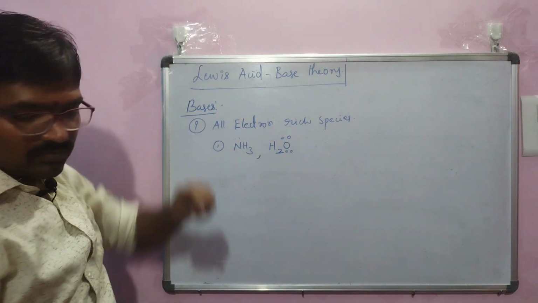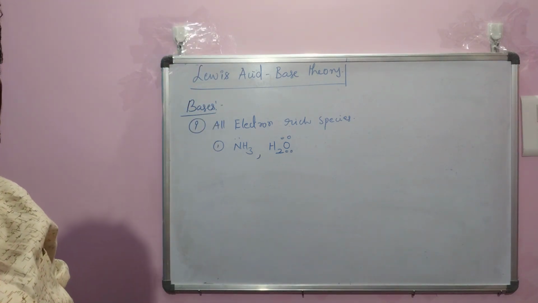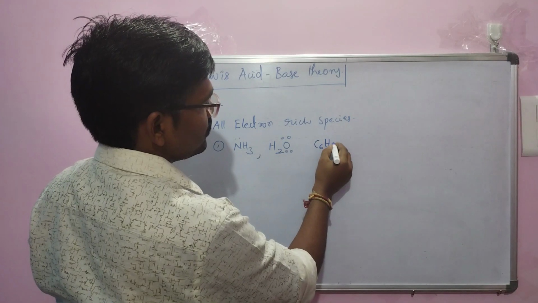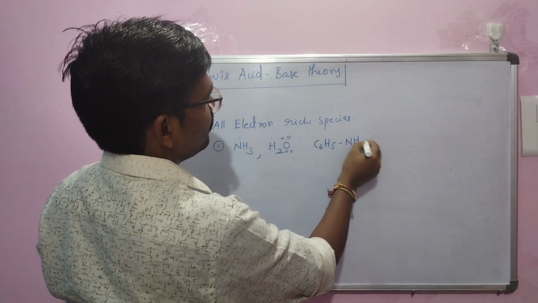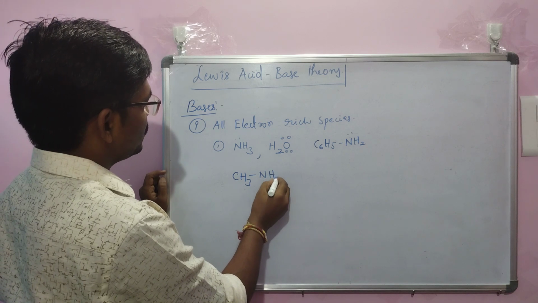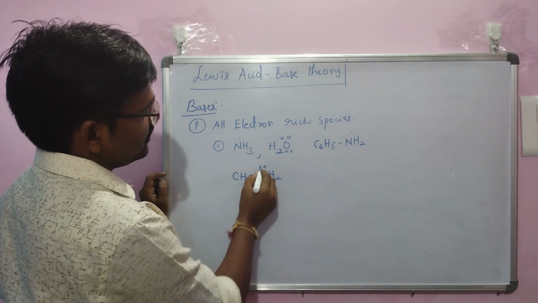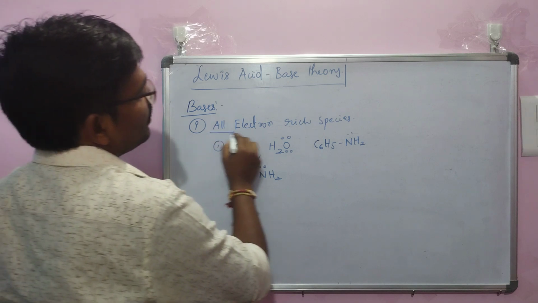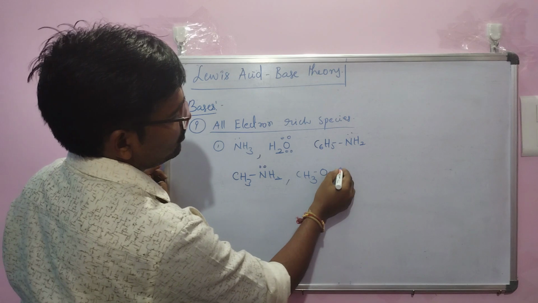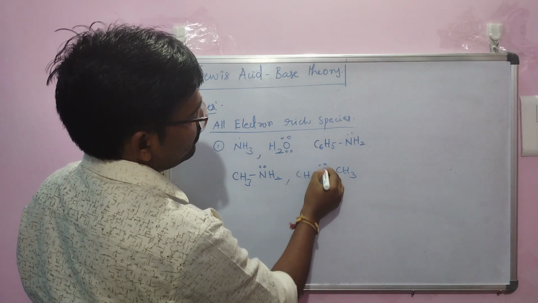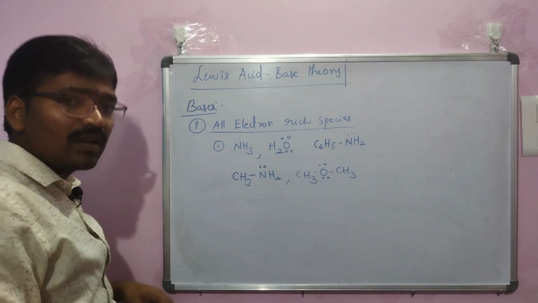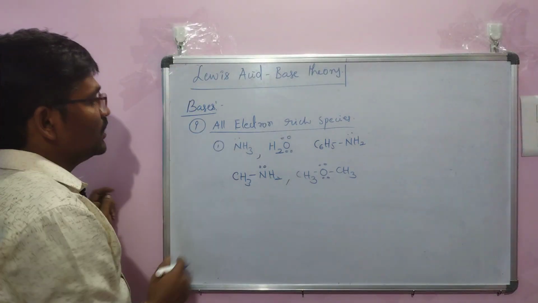Then such as C6H5NH2, lone pair of electrons are there. CH3NH2, lone pair of electrons are there on the nitrogen. So these all are electron rich species. Even if you take CH3-O-CH3, lone pair of electrons are present. So electron rich molecules are all called Lewis bases.